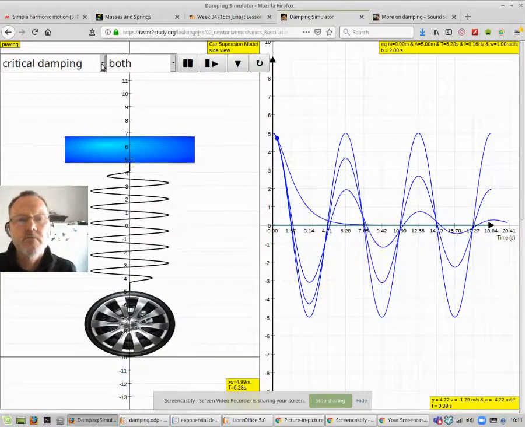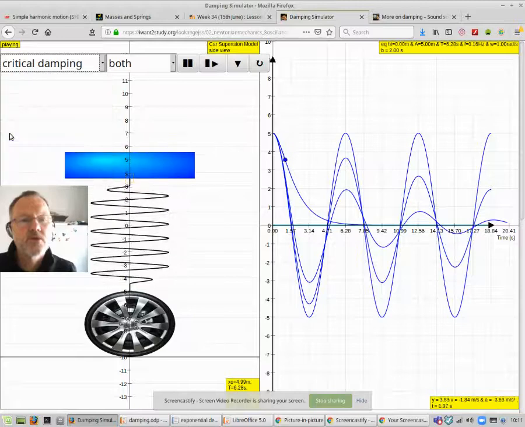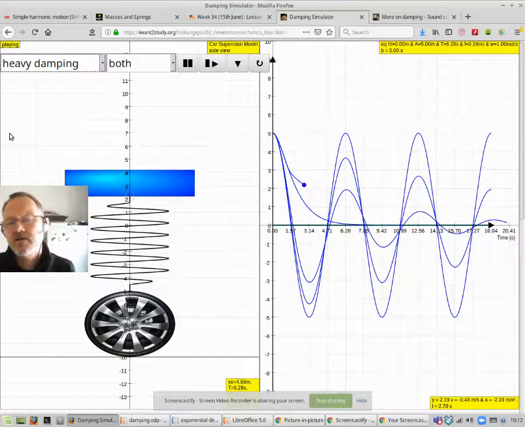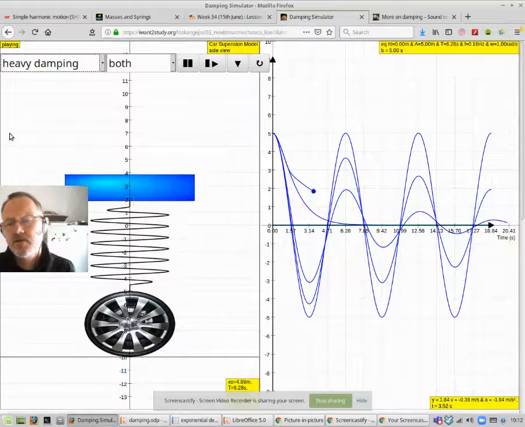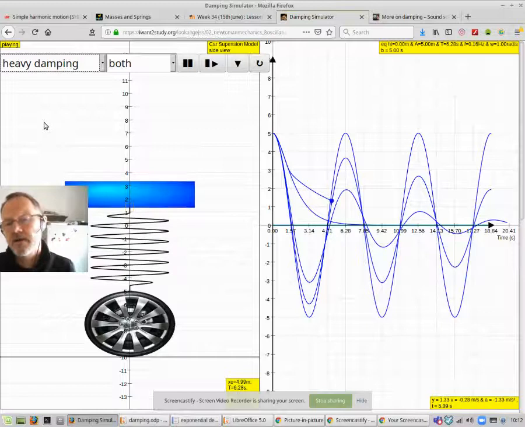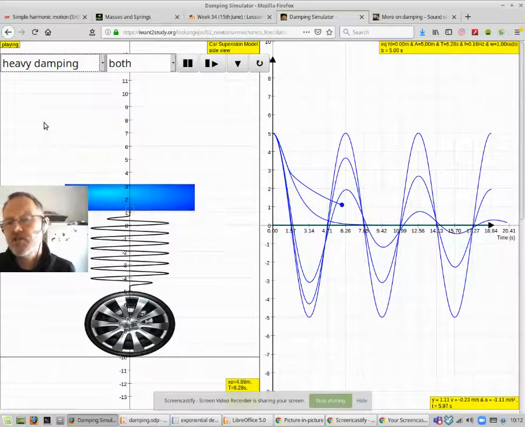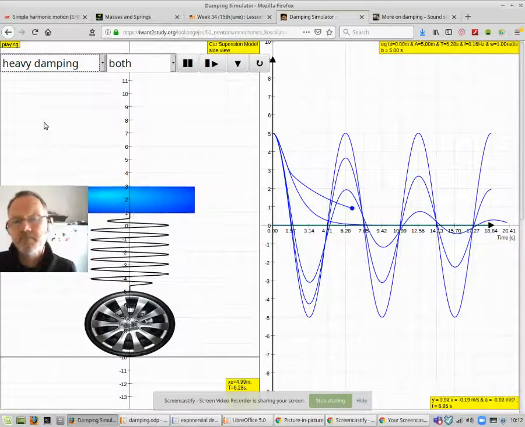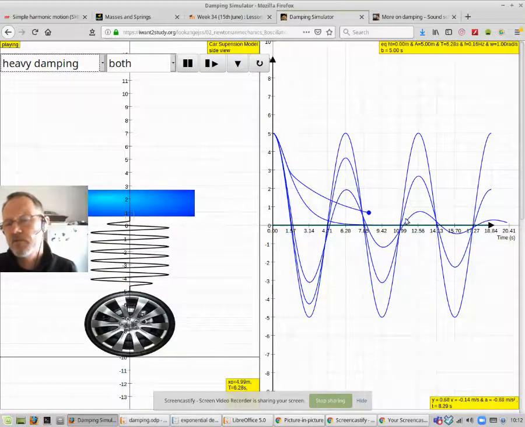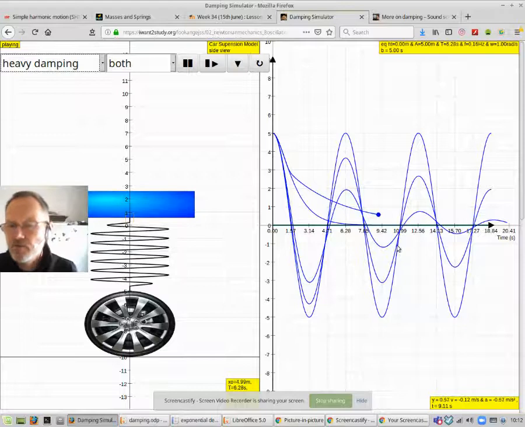There is one more type of damping which I'll refer to as heavy damping. Heavy damping is such a large amount of damping that, on the graph, the amplitude decreases very, very slowly. So it takes a very, very long time to get to the equilibrium position, and that wouldn't be really suitable.